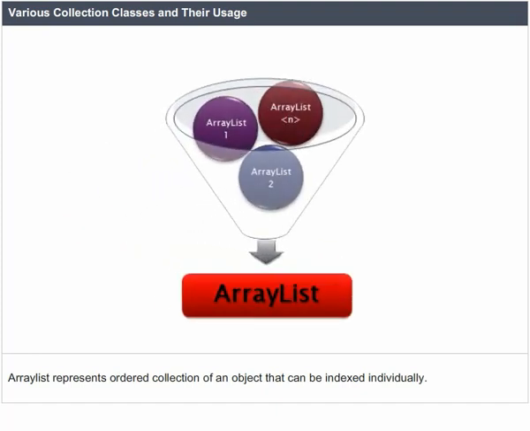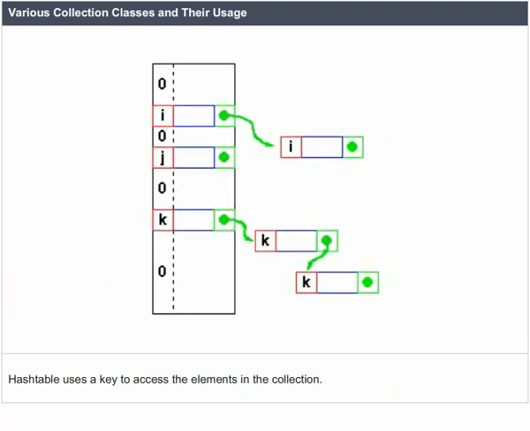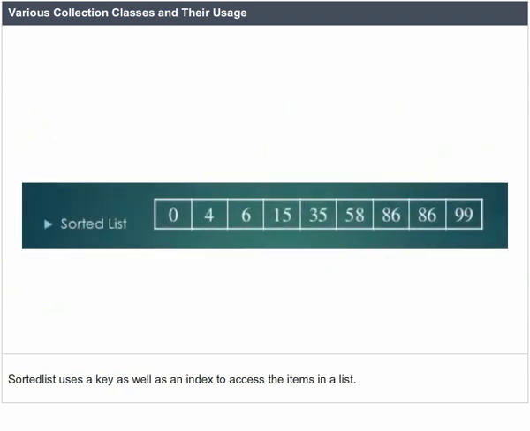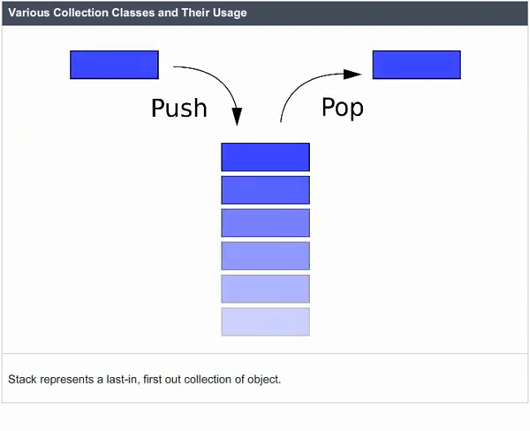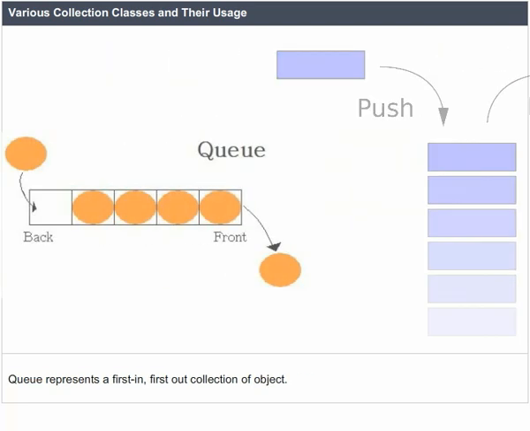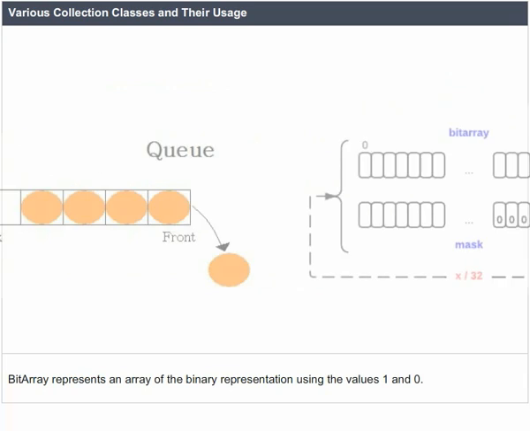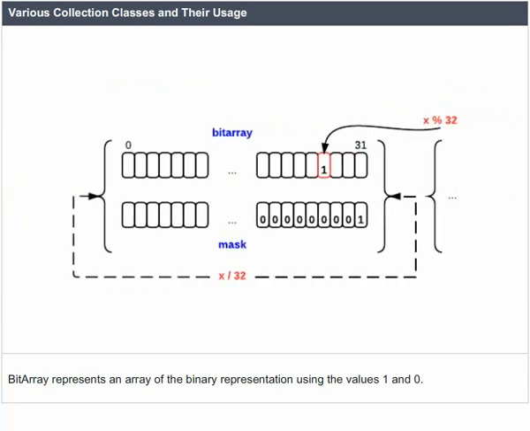Array list represents an ordered collection of an object that can be indexed individually. Hash table uses a key to access the elements in the collection. Sorted list uses a key as well as an index to access the items in a list. Stack represents a last-in, first-out collection of objects. Queue represents a first-in, first-out collection of objects. Bit array represents an array of the binary representation using the values 1 and 0.